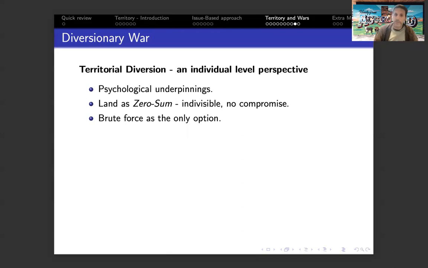Again, all that in the process means that we have strong ties to the land. We have strong emotional investment. We view that as a zero-sum competition. So we have to use force to ensure that we have control over the land.